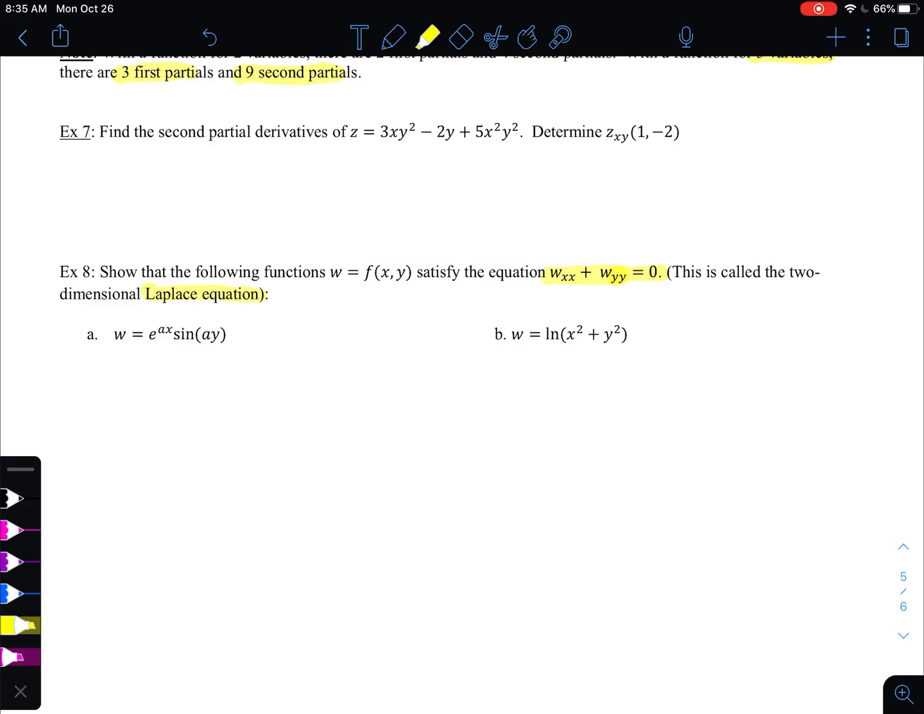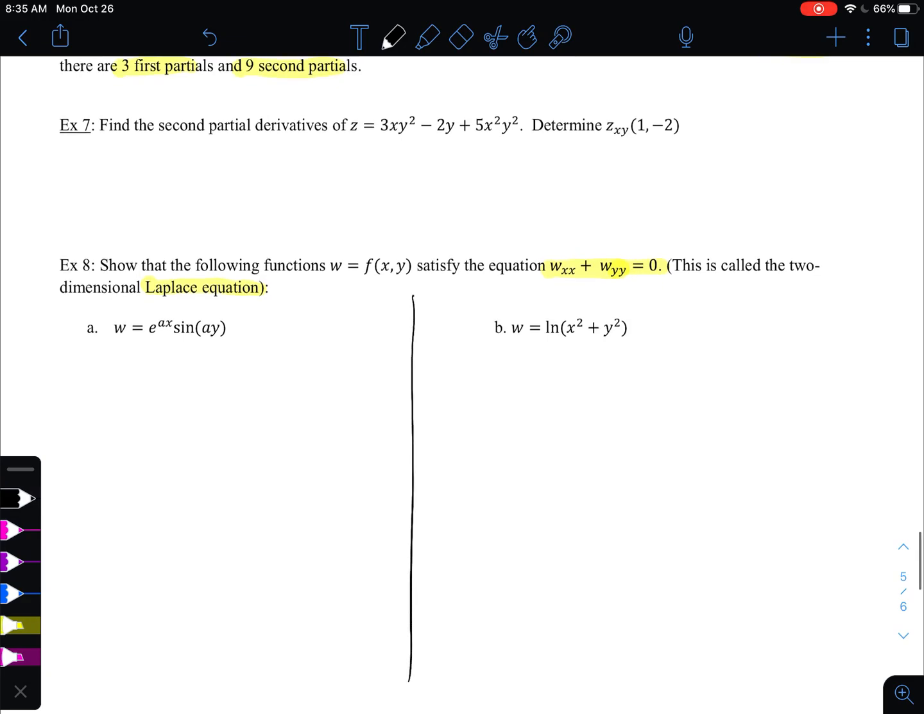But that just means we need to take the derivative of each function, and this is 2 separate problems here. Take the derivative of each function with respect to x 2 times and with respect to y 2 times. When you add them together, they should be equal to 0 if this is a Laplacian equation. And I said that it was. I said show that this is a Laplacian equation, so you know that you should be getting 0 at the end. Okay, so you would start off by taking the first derivative with respect to x.